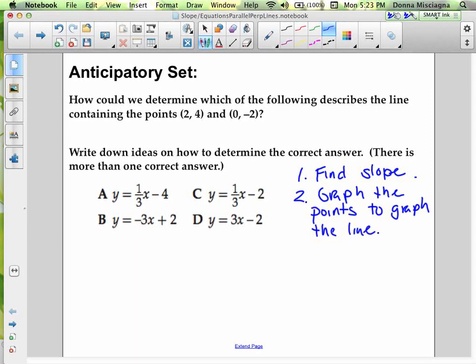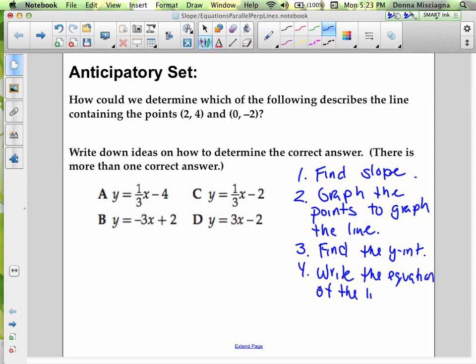Maybe you would just want to look at another part of the equation. Maybe instead of finding the slope, you're going to find the y-intercept. And actually, we're given the y-intercept in this particular problem. Okay? I'll point that out once I show you how to find the answer here. Some other ideas, maybe once you have the slope and the y-intercept, you might write the equation of the line using the slope and y-intercept.